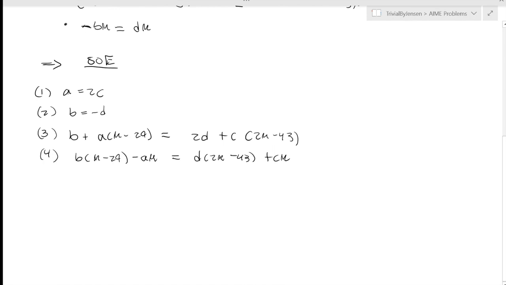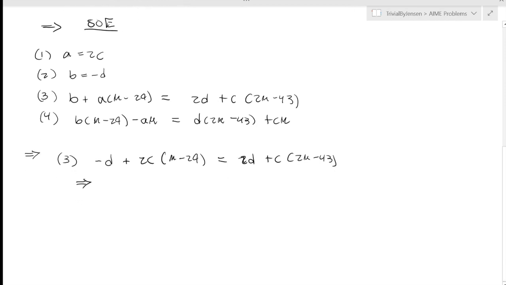Okay, so the easiest way to go here would probably be to make substitutions into equation 3 using both equations 1 and 2 simultaneously. So let's rewrite equation 3. We're just going to get c and d in equation 3. So we have negative d plus a, which is 2c, times k minus 29 equals 2d, we don't have to change anything on the right side, plus c times 2k minus 43.